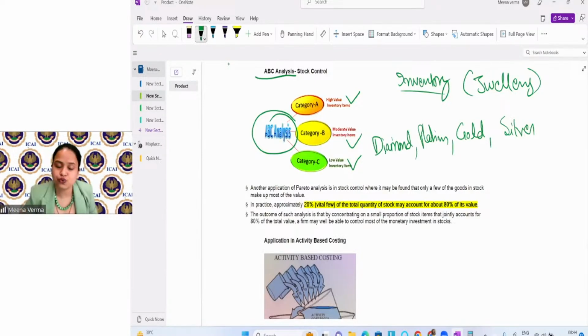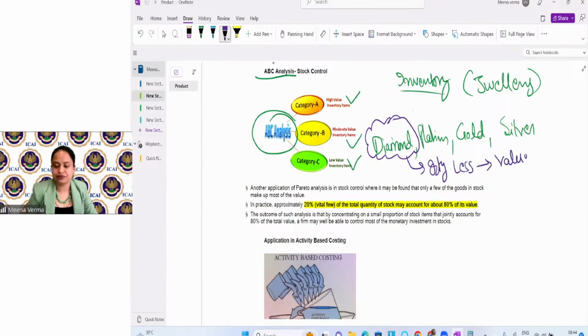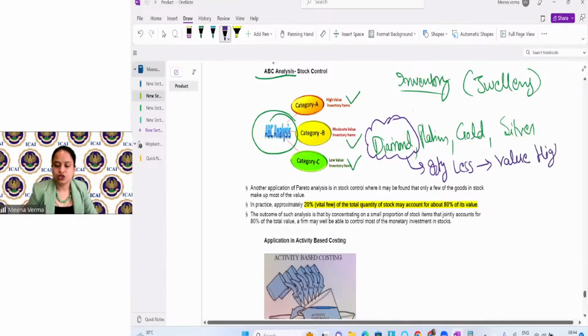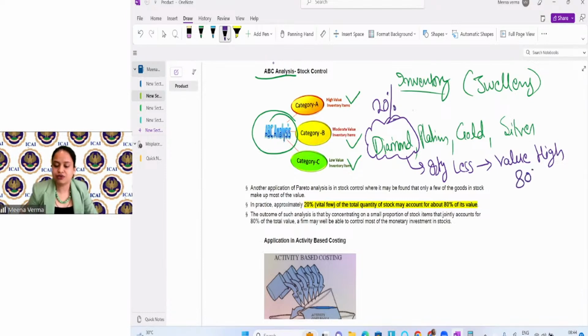Out of them, which one is the most important inventory? You can imagine out of the gold, silver, platinum, the diamond is the most valuable inventory. So its quantity may be very less, but its value will be very high. So you can say only 20% of the inventory will have 80% of the value.